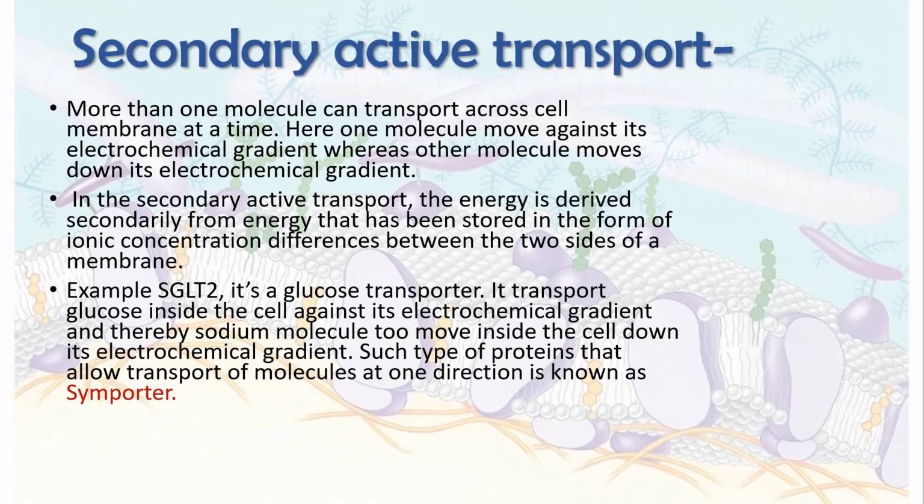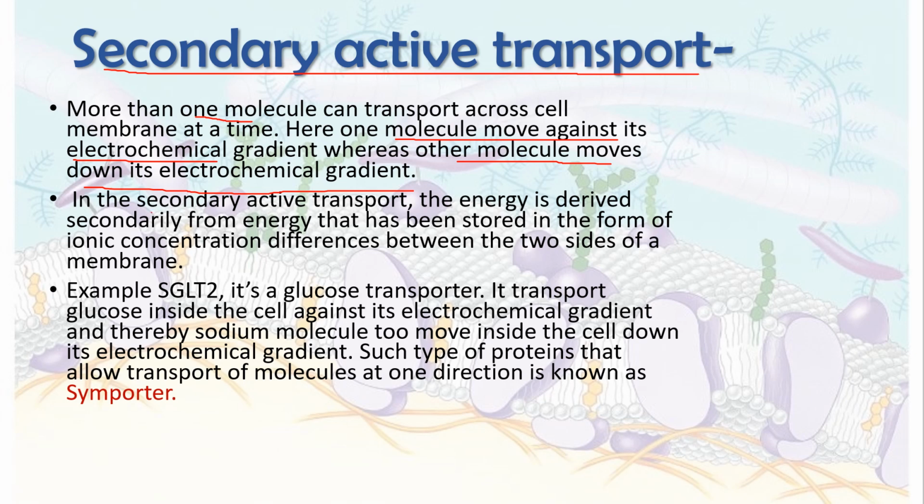So the next one is active transport, that is the secondary type. So secondary active transport. Here more than one molecule can transport across the cell membrane at a time. Here one molecule moves against its electrochemical gradient, whereas the other molecule moves down its electrochemical gradient. So in this, more than one molecule can pass across the cell membrane, in which one molecule has to move against its electrochemical gradient, whereas the other molecule moves down its electrochemical gradient.